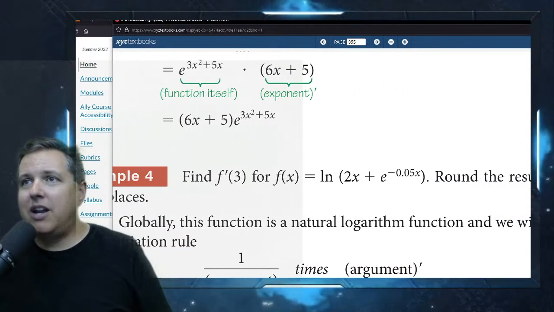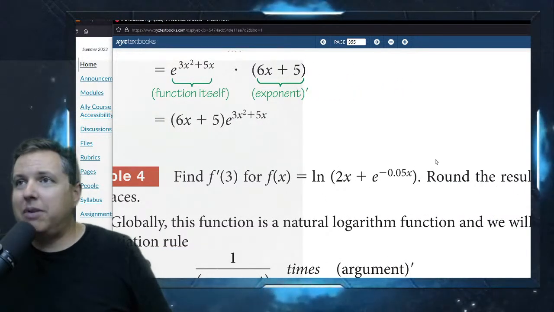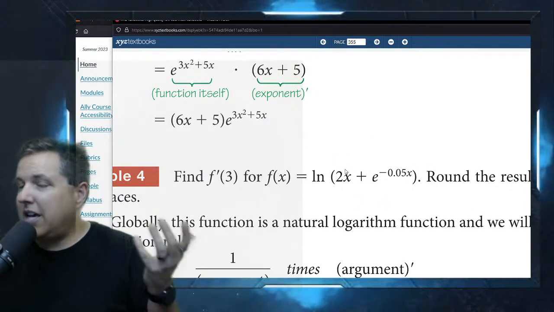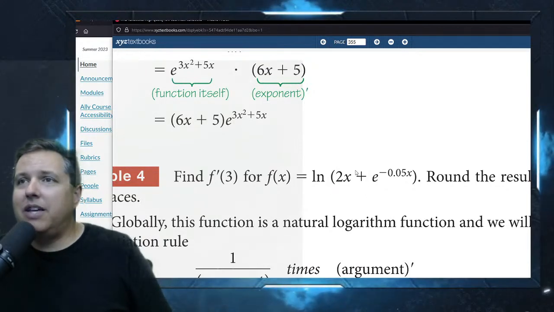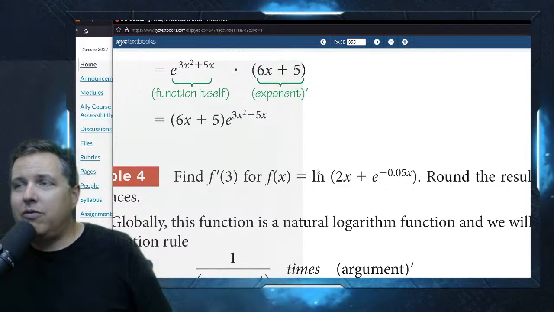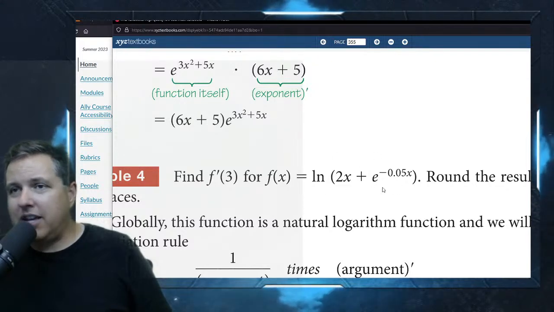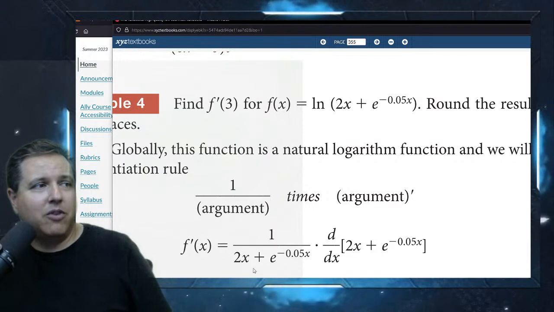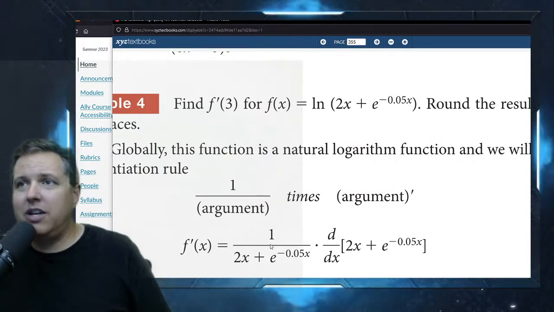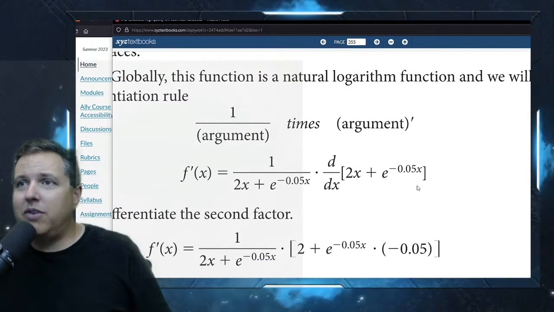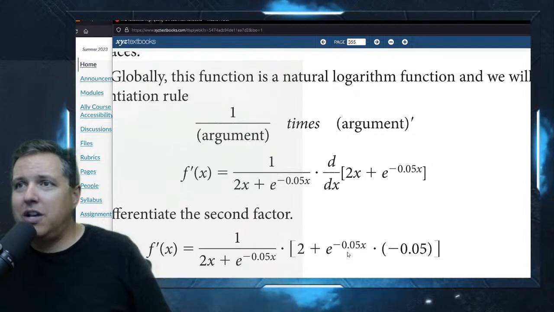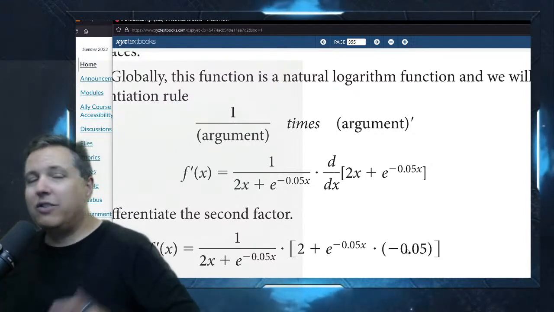Now here they start mixing it up. Look here, we've got natural logs and exponentials mixed together. That's okay. It doesn't really matter. Like we looked at, for something like this, the natural log is the outer function, so it's going to be 1 over this thing. That's where this piece comes from. It's just 1 over the inner function times the derivative of the inner function. The derivative of 2x will be 2, so that's where the 2 comes from here. And then if you want to take the derivative of the outer piece, it's the outer function times the derivative of the inner function.